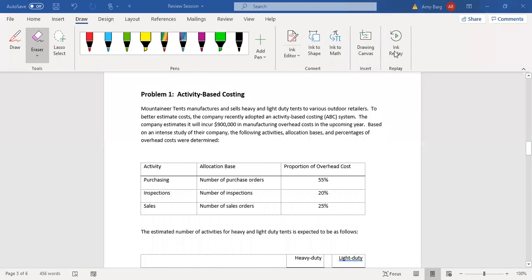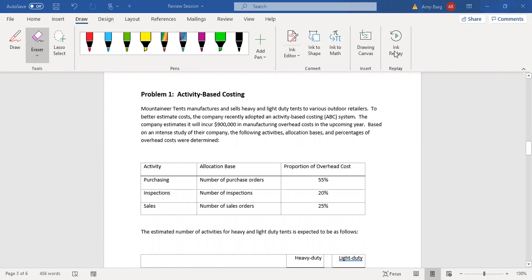So this video is about activity-based costing. Activity-based costing is when we assign an overhead rate based on activities rather than departments or just a general factory rate. I have a couple of questions that we're going to get through here, so let's get started.